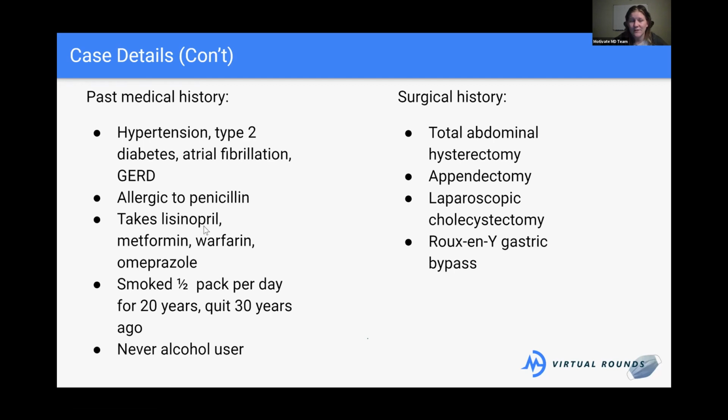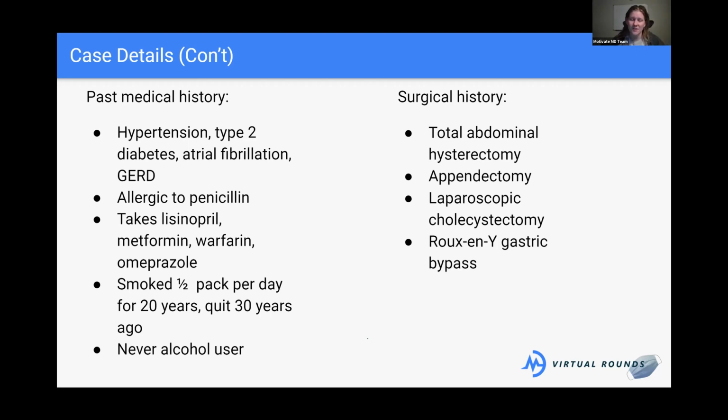Additionally, for her past medical history, she's smoked half a pack of cigarettes per day for 20 years, but she quit 30 years ago. So she's beyond the window of what we would be concerned for in terms of smoking risk for certain cancers and such, but definitely still good to know. And she's also never used alcohol.